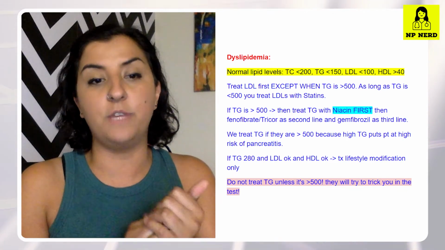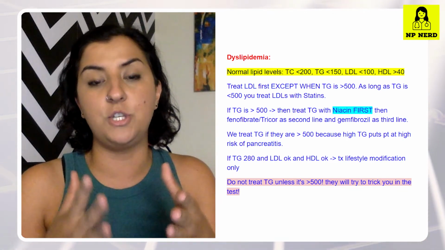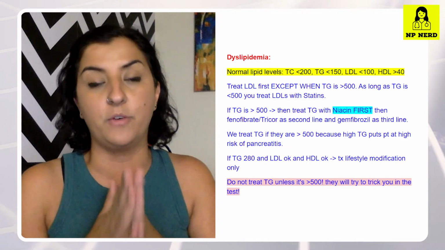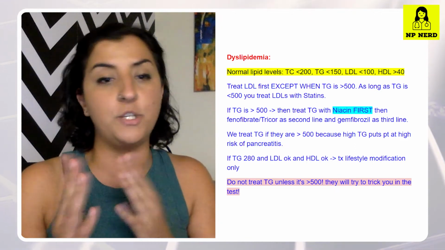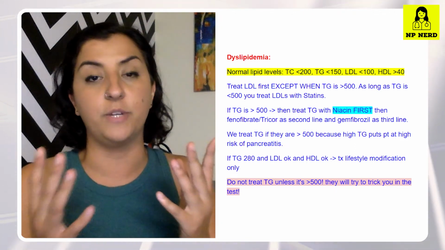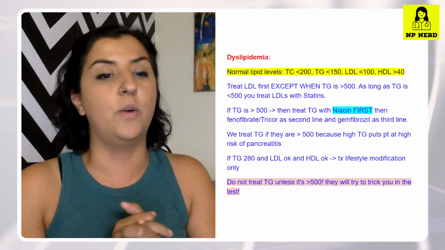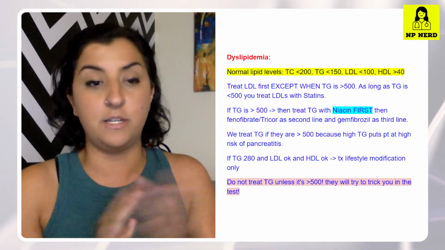We treat TG if it's over 500 because high TG puts the patient at high risk of pancreatitis. So you cannot have patients walking around with TG over 500. That's crazy. That's a lot. Okay. Now, that's another scenario right there.